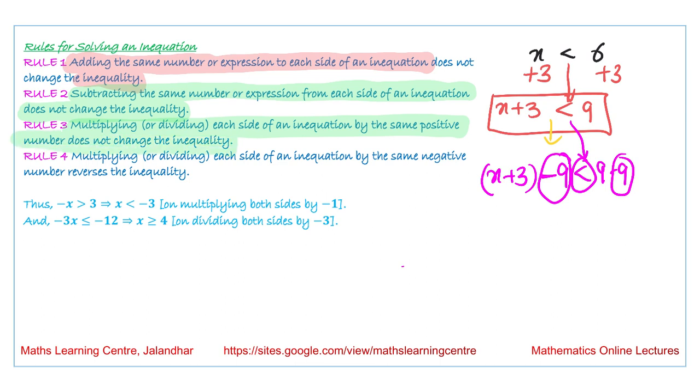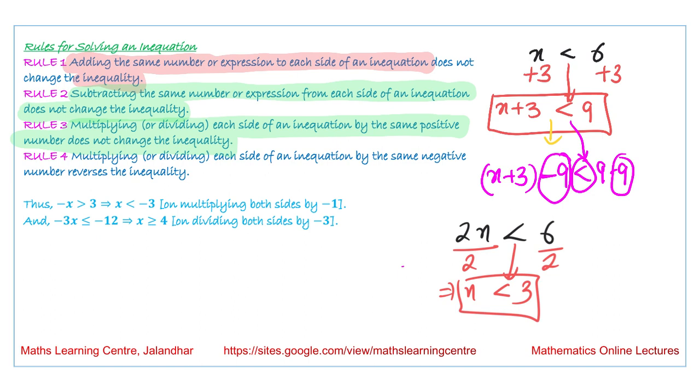So if I am saying that we have 2x is less than 6 and I am dividing both sides of this equation by 2, this will give us x is less than 3. The sign of inequality is not changed.